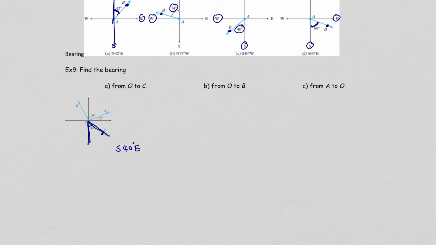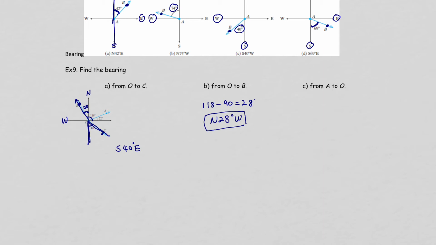Let's try one more. What about OB? This is OB right there. This point is going to be from north. What's the degree on this one? Well, let's see, this is going to be 118 minus 90, which is 28 degrees. So you could say north 28 degrees toward which direction? West. North 28 degrees west is how you're going to call that point.